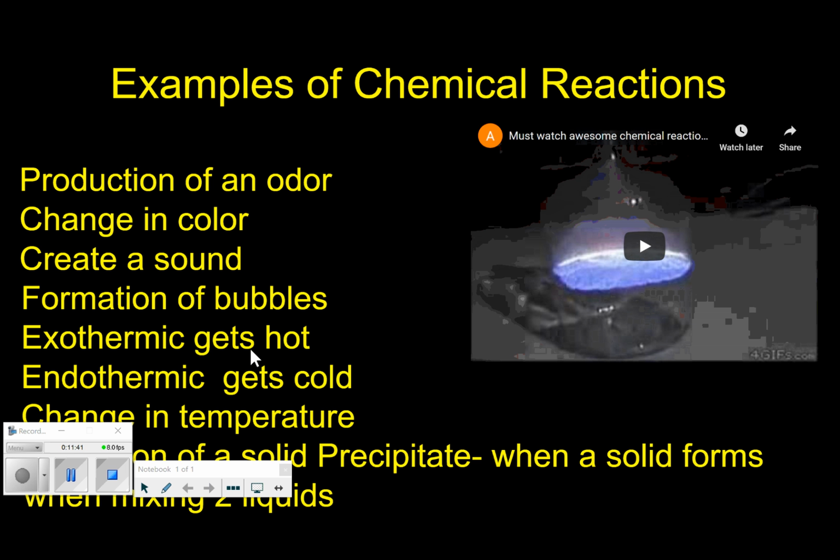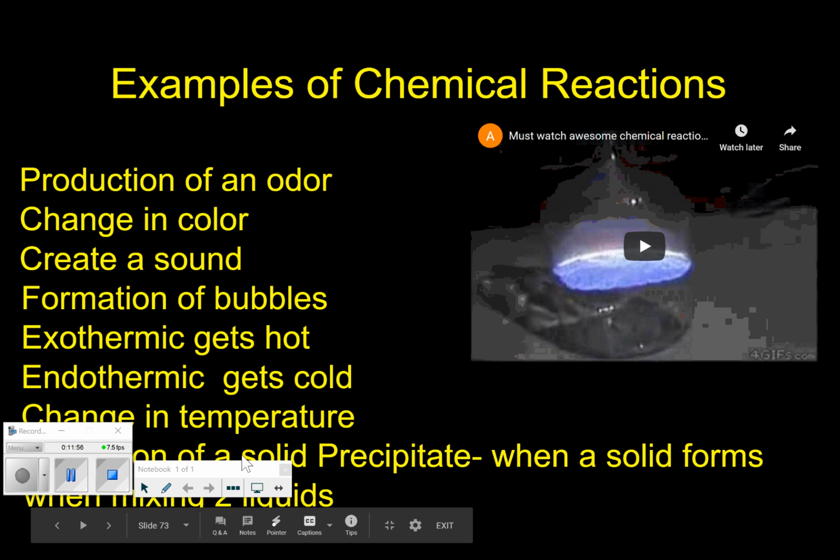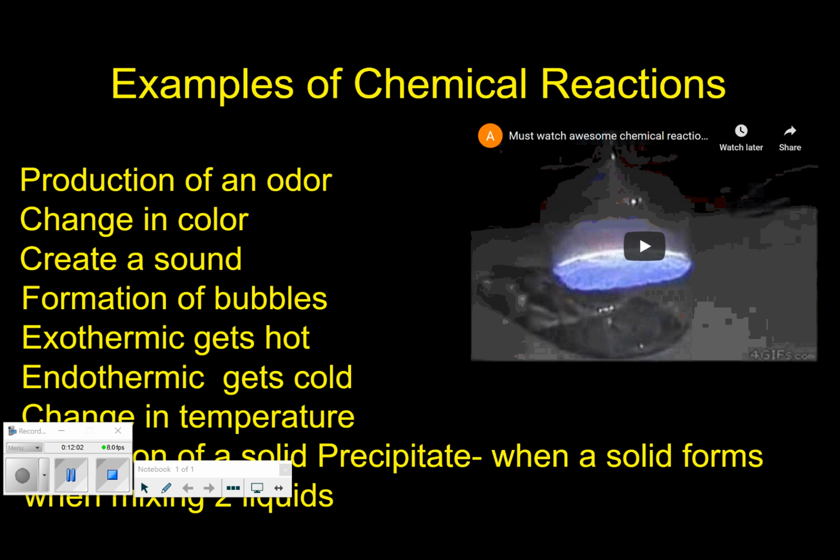Exothermic means a material that gets hot. Endothermic is when a material gets cold because of a chemical reaction. Same thing, exothermic is a chemical reaction. Changes in temperature, which is exothermic and endothermic. When it forms a precipitate, that means when you take two liquids and put them together, and a solid will form, and it will look like it's snowing out.